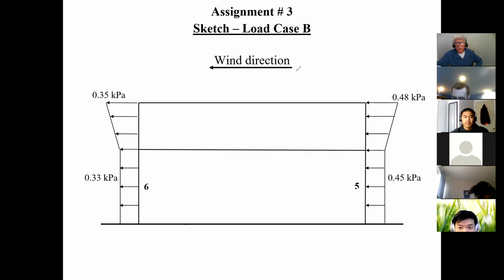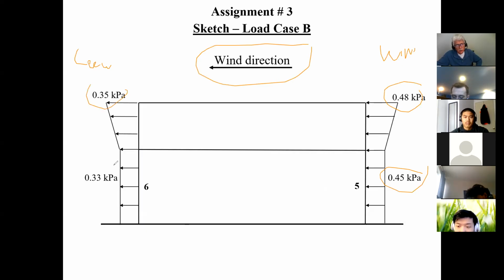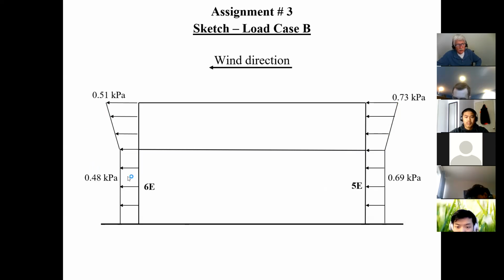In other words, this is the direction of the wind, and therefore the only positive values for the end walls are the ones on the windward side. This is what we call the windward side, and this is called the leeward side. And here it's all negative. The same thing would happen for the ends or the edges of the building, except the values would be slightly higher. And that's what it is.